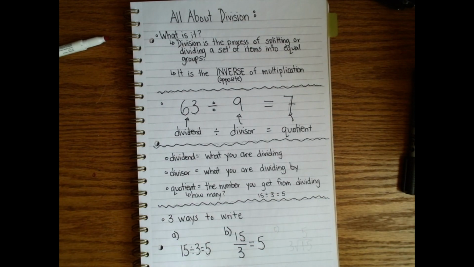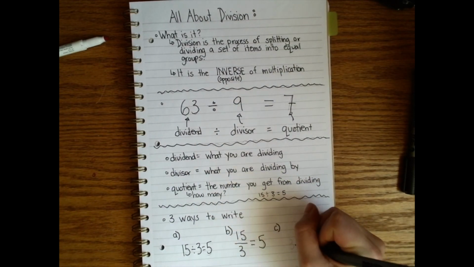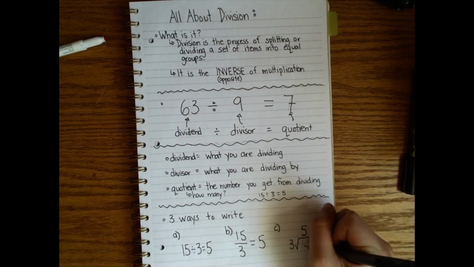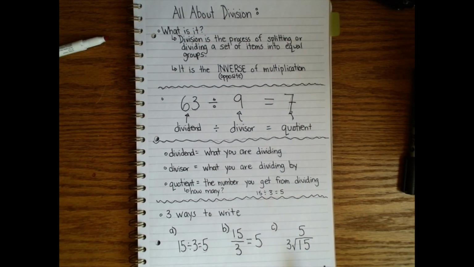The last way that we might see a division equation being written is like this. And it looks a little bit different than the other ones, and we probably won't use it as much, but it's important that you have seen it, okay? This one's a little bit different. The 3 is still our divisor, but it goes first. 3 goes into 15 5 times. 15 divided by 3 is equal to 5.